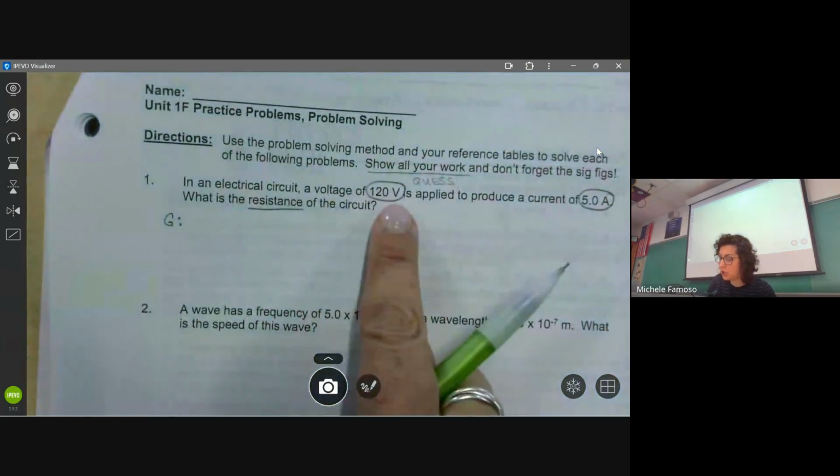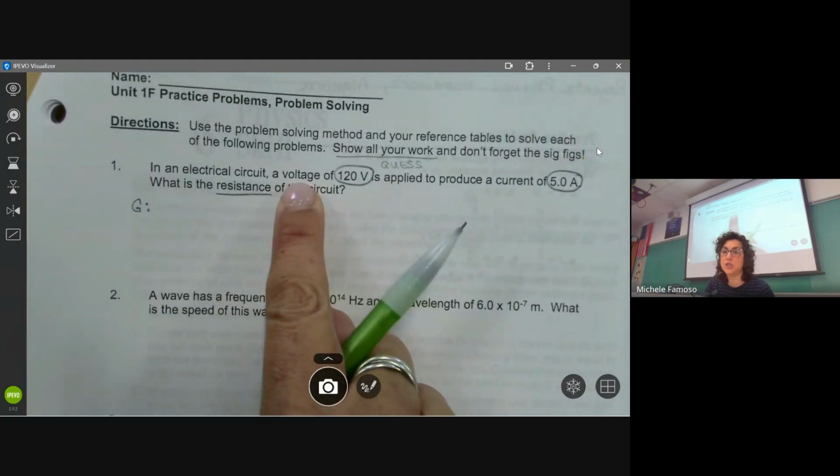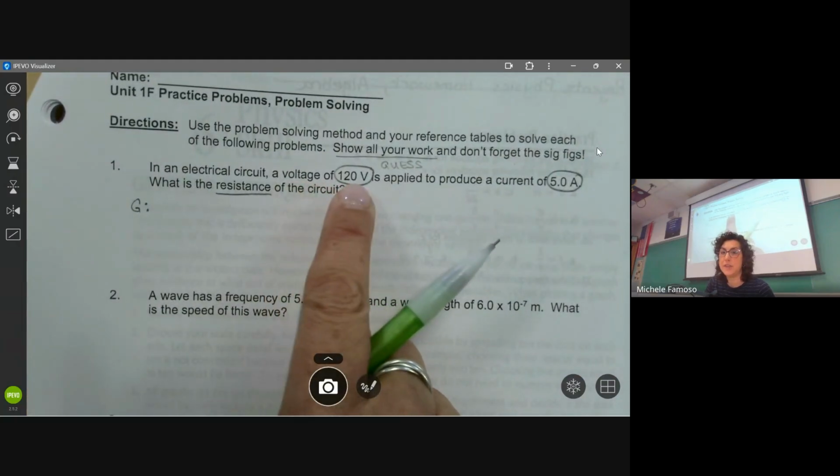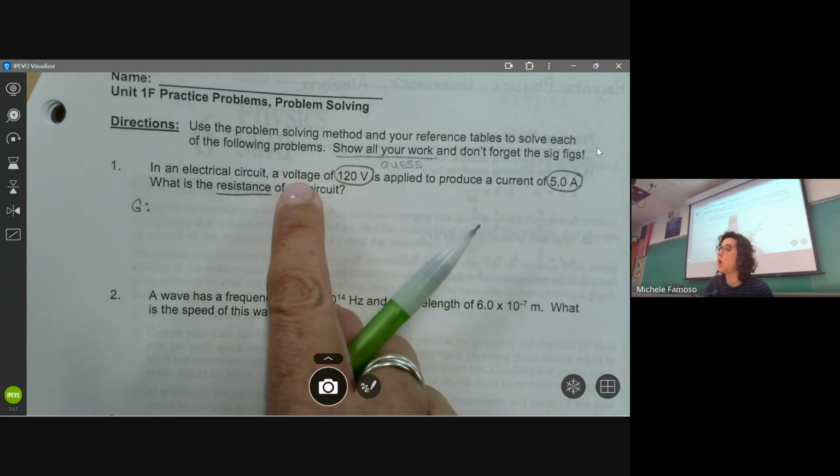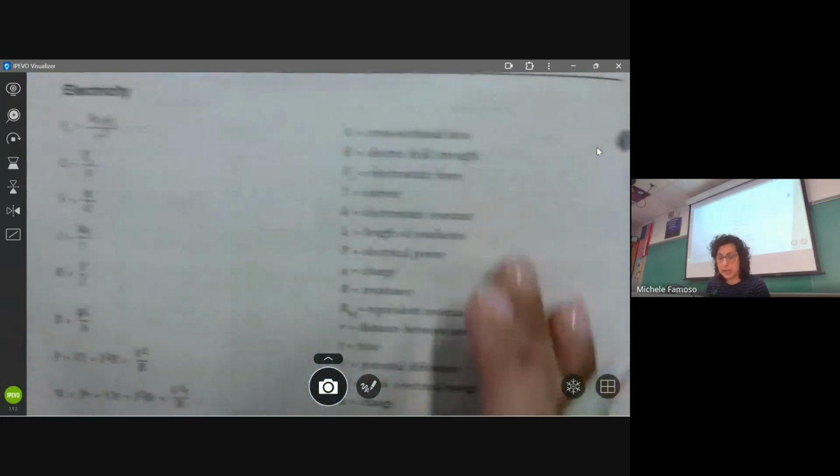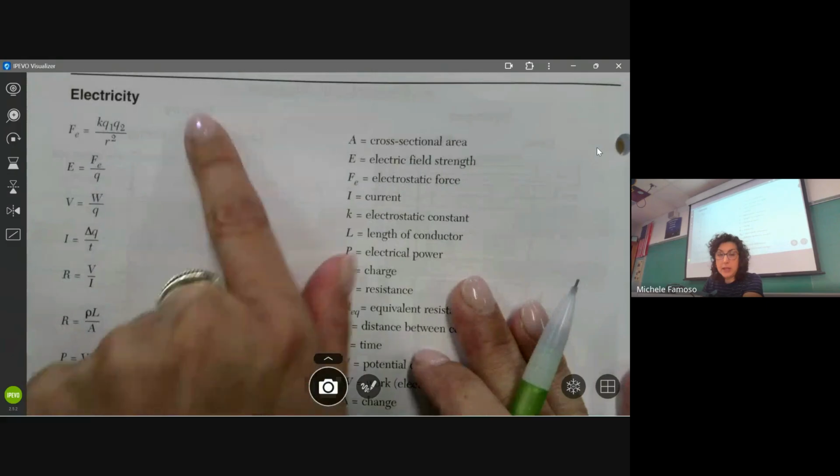The first value says it is a voltage. Do you see that? Voltage of this. That means this measurement is something called a voltage in physics. What I would like you to do, looking here at page 4, on the left we have equations.